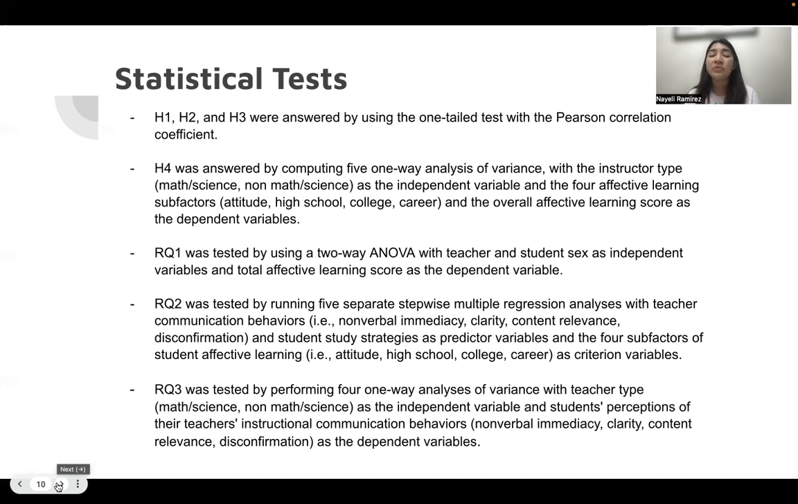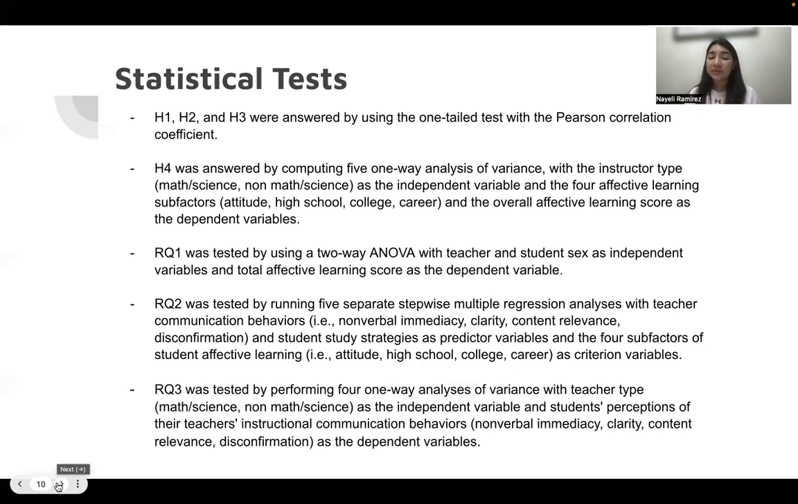Research question number 1 was tested by using a two-way ANOVA with student and teacher sex as independent variables and total effective learning scores as a dependent variable. Research question number 2 was tested by running 5 separate stepwise multiple regression analyses with teacher communication behaviors, that means the nonverbal immediacy, clarity, content relevance, and disconfirmation, and then the student study strategies as the predictor variables, and the 4 subfactors of student effective learning attitudes. Again, attitude, high school, college, and career as the criteria variables.